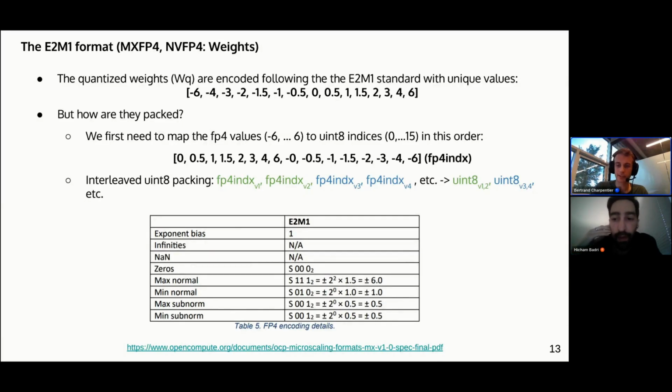Okay, makes sense. There are 2 questions in the chat. One is: is uint8 a standard for bit packing with MXFP4? Yes, at least in Triton, that's how. The next question was, can we do it also with uint16 with 4 values packed instead of 2?